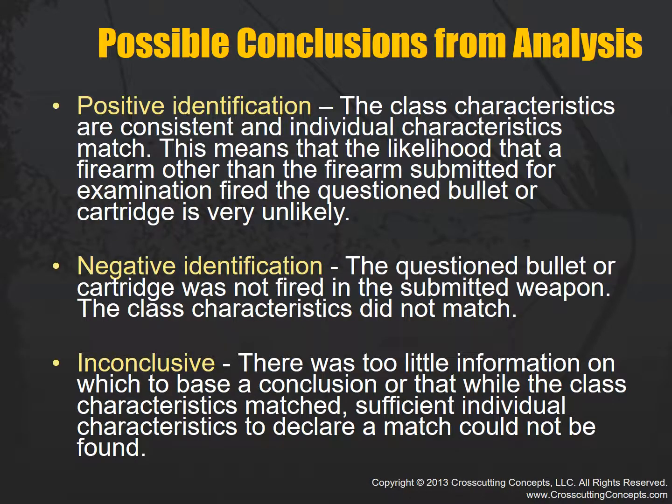All right, so what can you get from analysis? You can get a positive identification, so that class characteristics are consistent and individual characteristics match. You can have a negative identification: the questioned bullet or cartridge was not fired in the submitted weapon, because none of the class characteristics match. Or you can have inconclusive. There is either too little information, or the class characteristics match but the individual characteristics didn't match. There are lots of different reasons where it can be inconclusive.